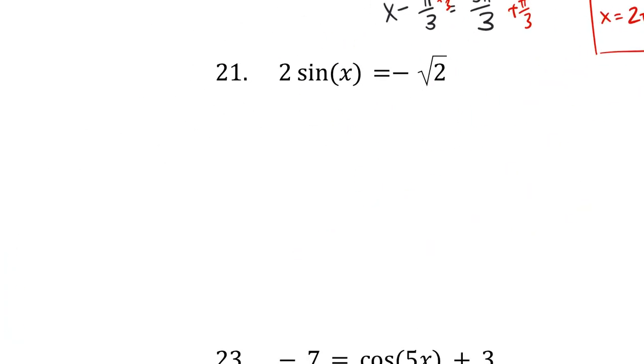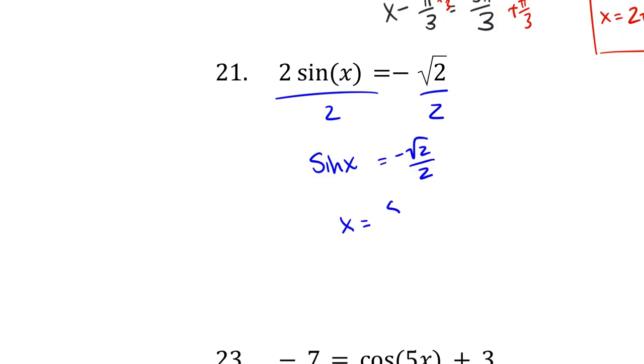Okay, next one. Divide both sides by 2. This is very similar to the last one. It's just that it's a sine. So then it says sine of x equals negative root 2 over 2. That means that x is 5 pi over 4 and x is 7 pi over 4.